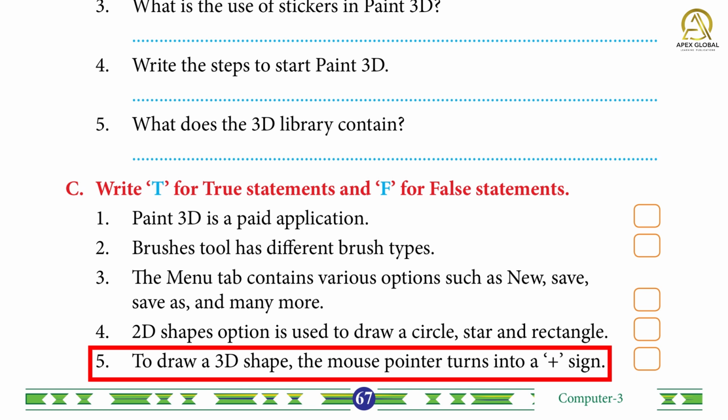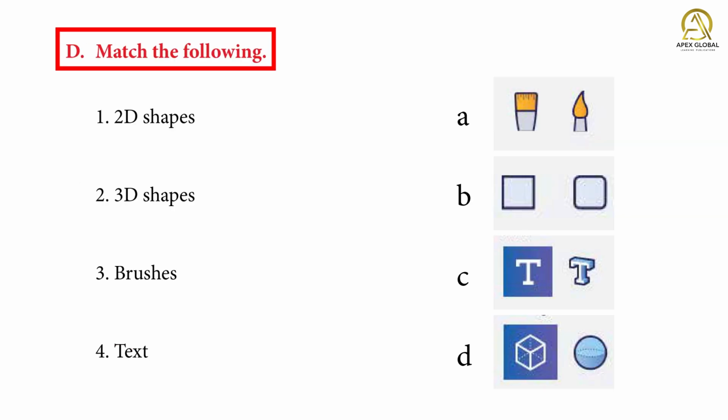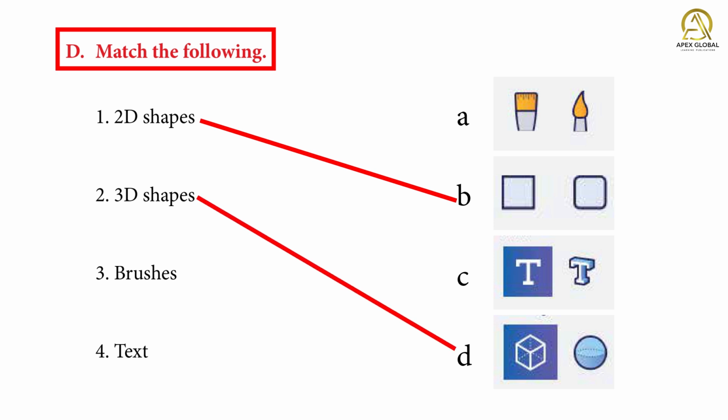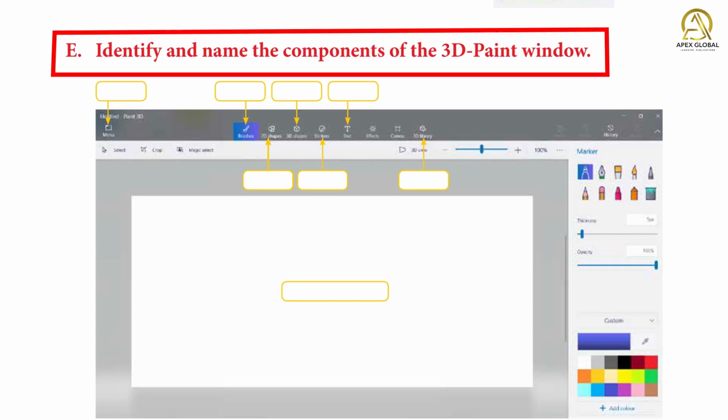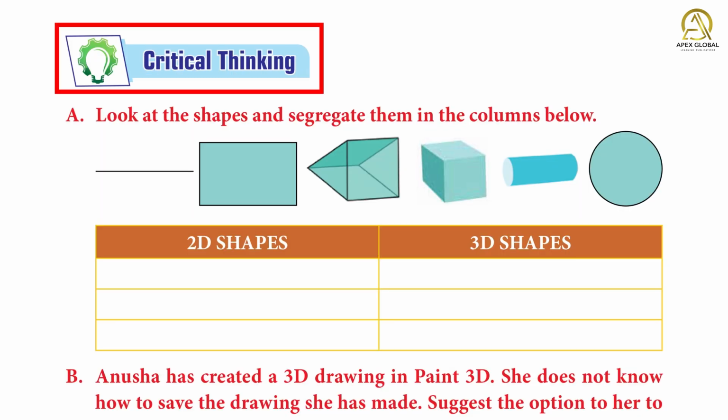Answer: true. D. Match the following. Match 1, 2D shapes, with B. Match 2, 3D shapes, with D. Match 3, brushes, with A. Match 4, text, with C. E. Identify and name the components of the 3D paint window. Answer: do it yourself.